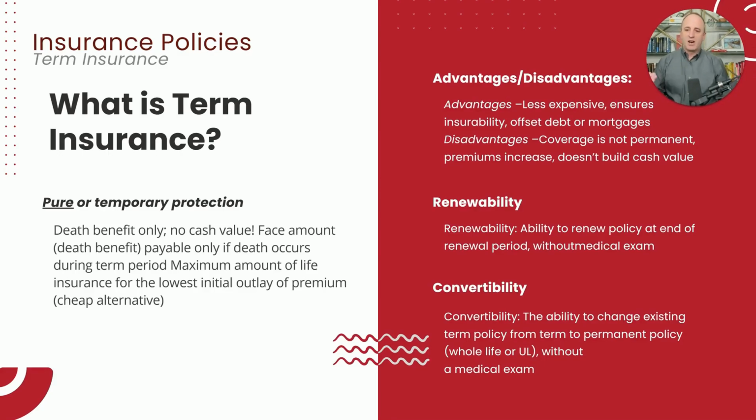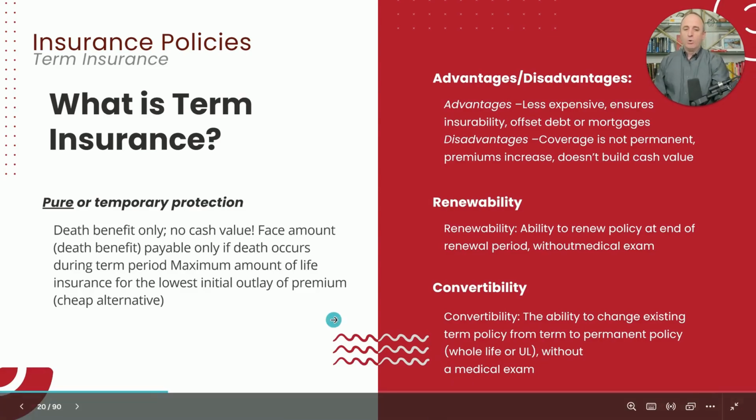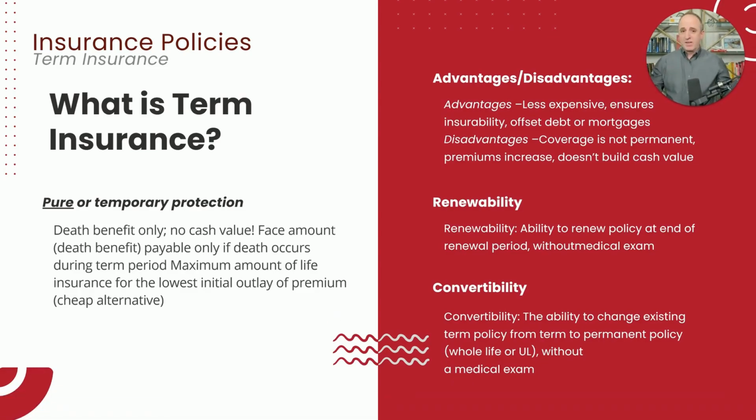Another word that you'll see on the exam for term insurance is pure insurance. If you see pure protection or pure insurance on the exam, what it's referring to is term. Only death benefit, there's no cash value. It only pays the death benefit if the death occurs during that time period. It could be annually renewable, so annual, 5, 10, 15, 20, 25, 30. The longest I've seen is about 35 years. So if the death occurs within that time period, the full death benefit is typically going to be paid.